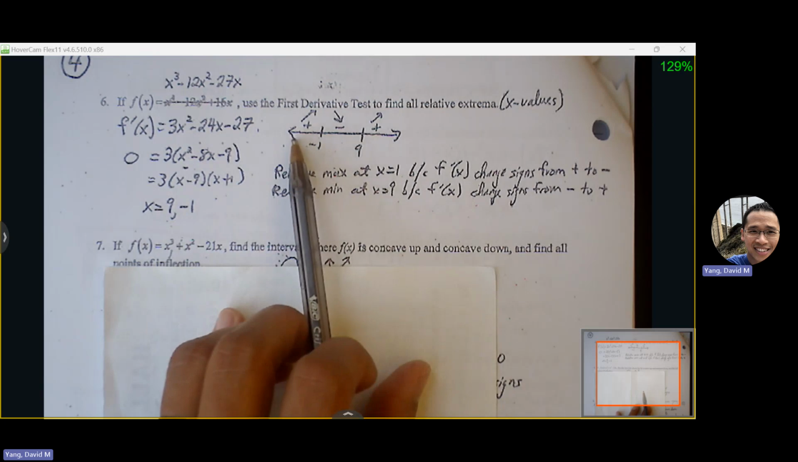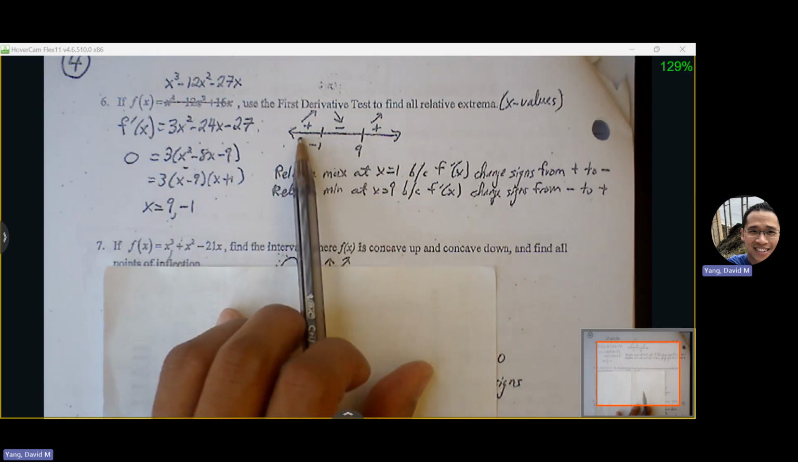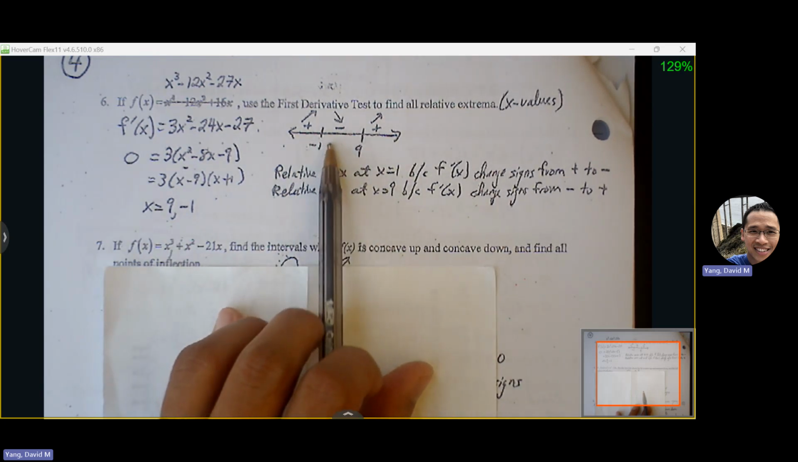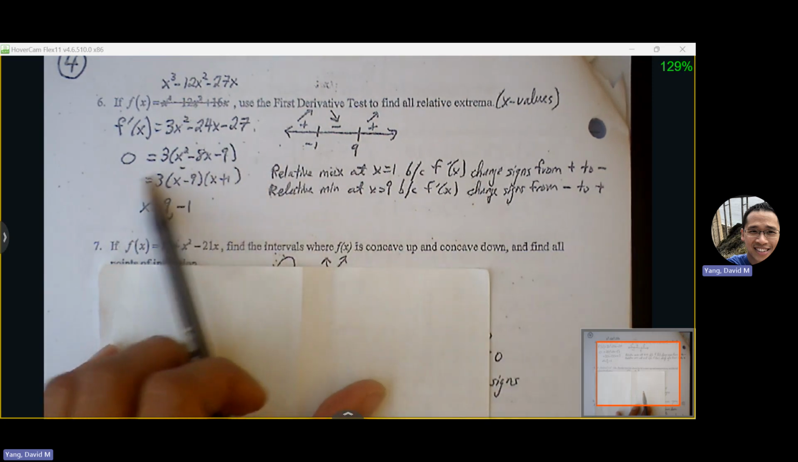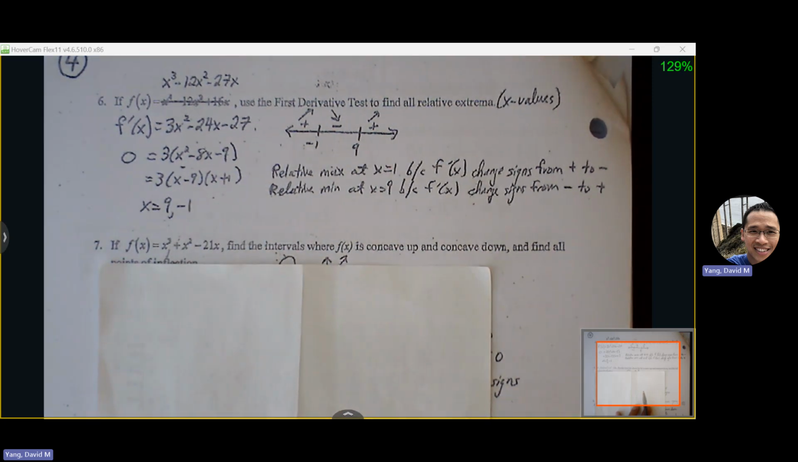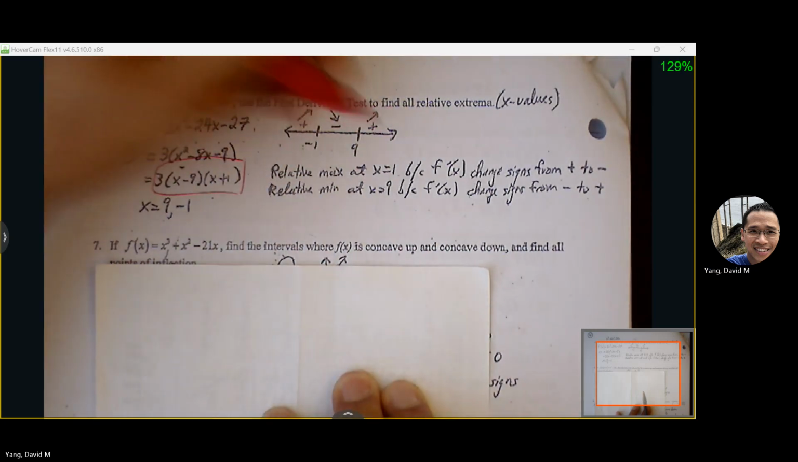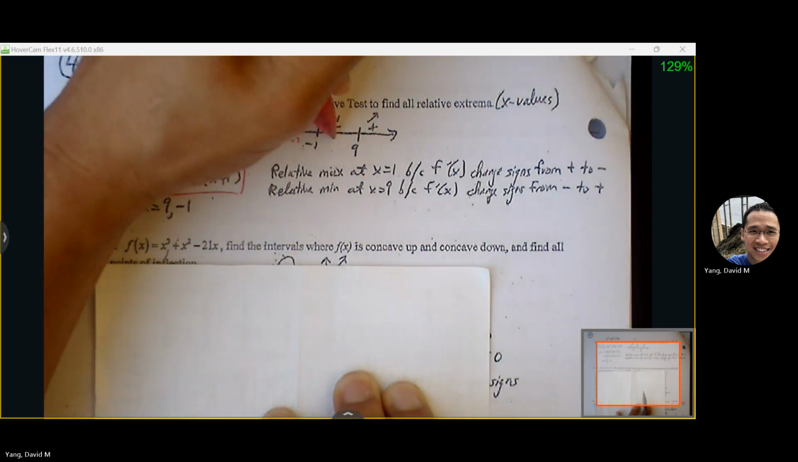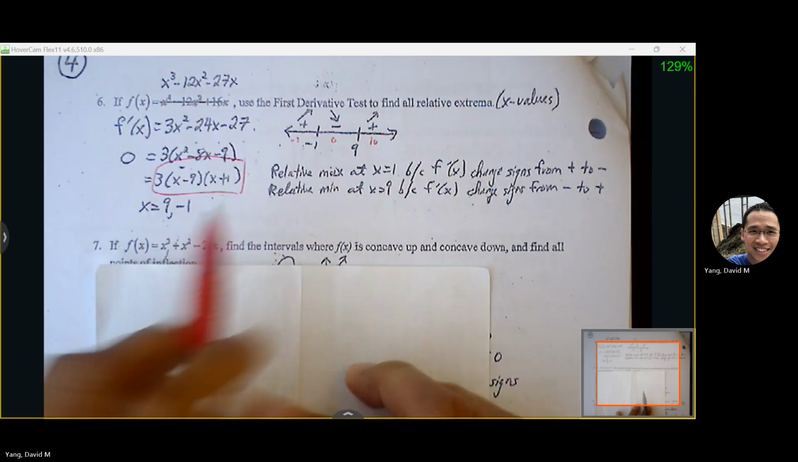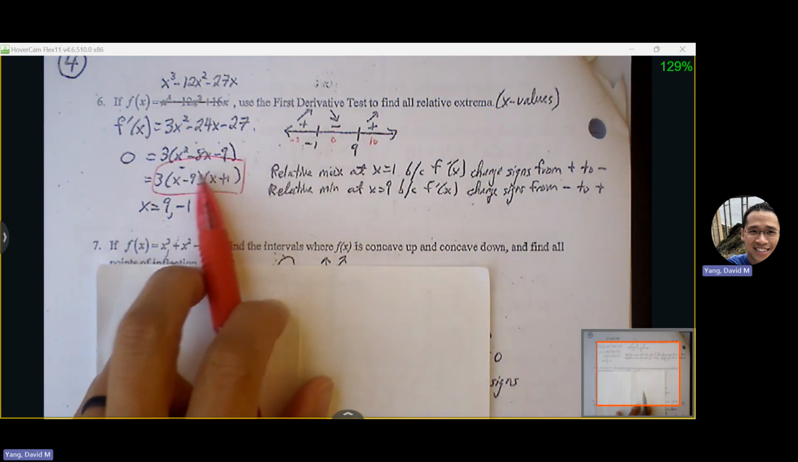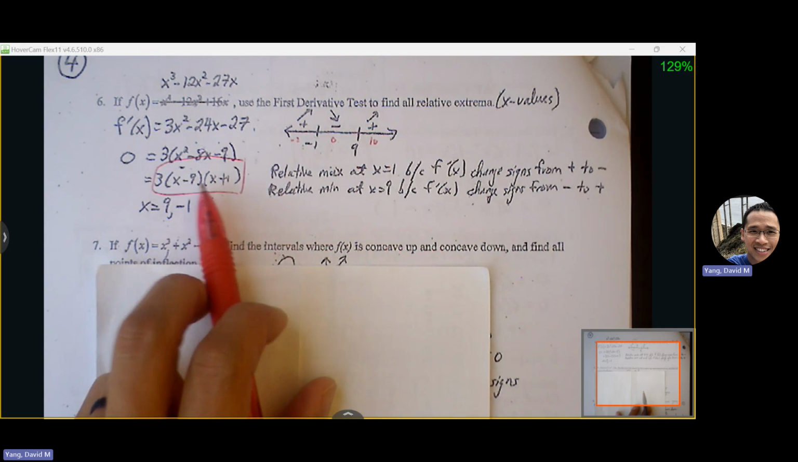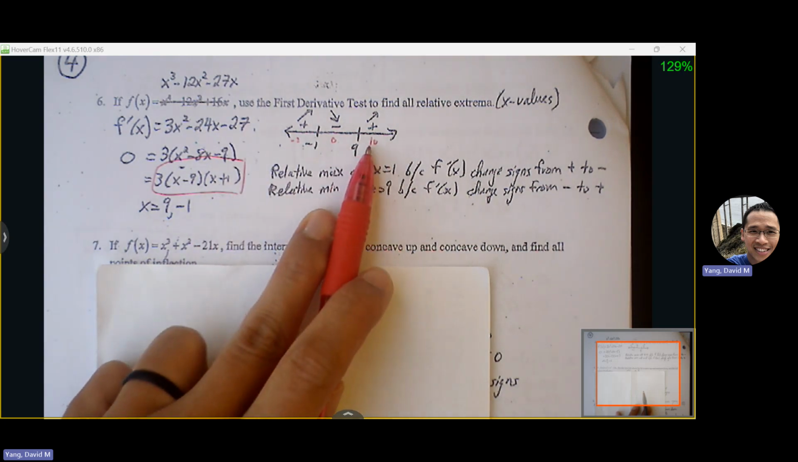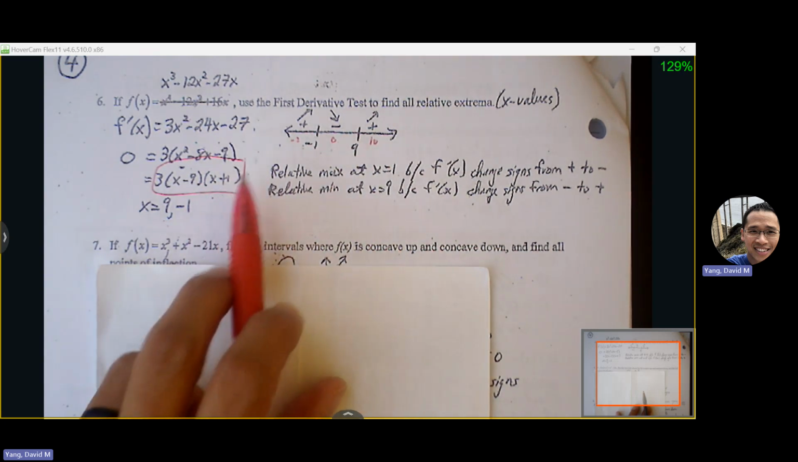And then we choose values in each subinterval. Here I chose negative 2. Here I chose 0. Here I chose 10. Inserted them all into the factored form of my derivative function. All right, negative 2 in for x, I get a negative times a negative, which is positive. I plug 0 in. Negative times positive is negative. Plug 10 in. Positive times positive is positive.